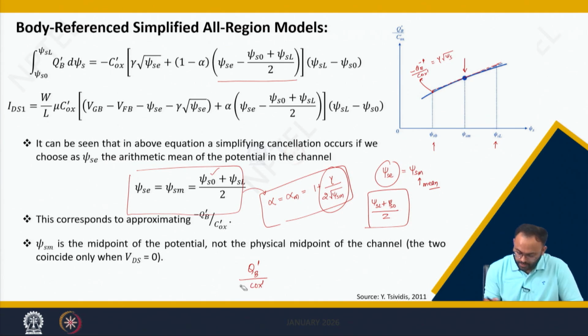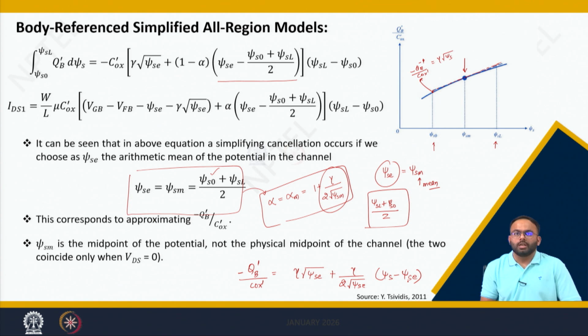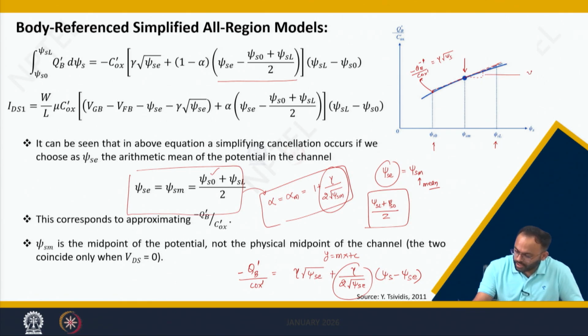or you can take negative sign this side, is equals to gamma times of root psi s plus gamma divided by 2 times of root psi s into psi s minus psi s. So if you see, this is nothing like y is equals to mx plus c, where the slope is this quantity. So this shows the slope of this line, which is nothing but gamma divided by 2 times of root psi s e, right. This helps us to linearize the system.